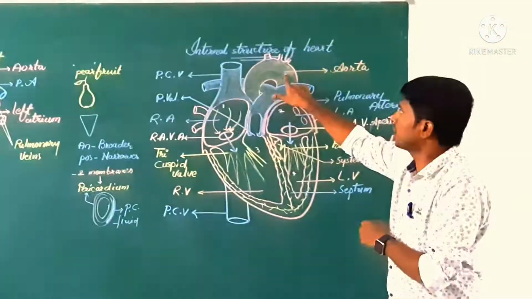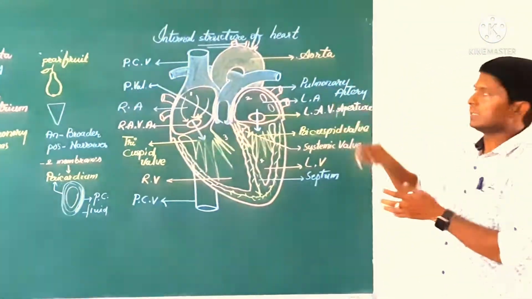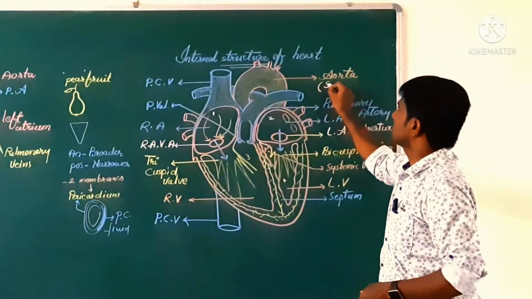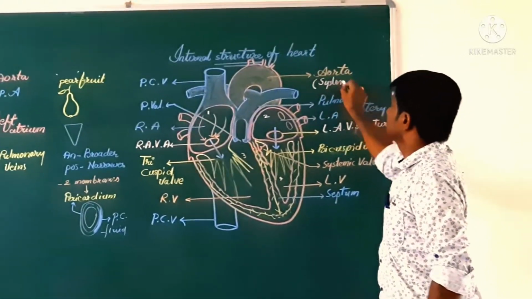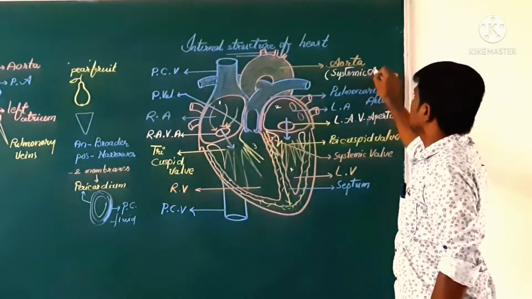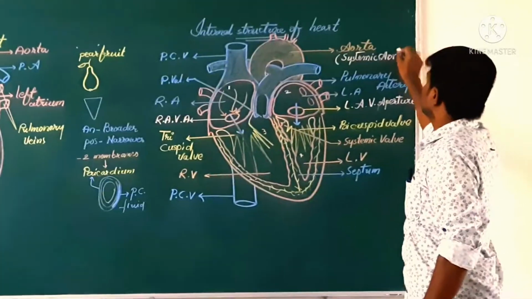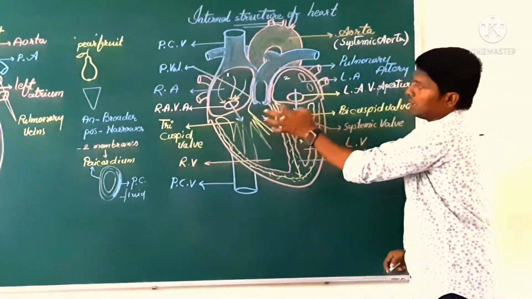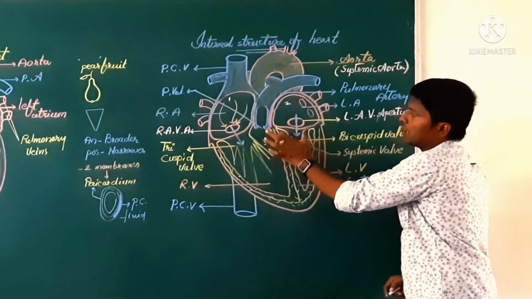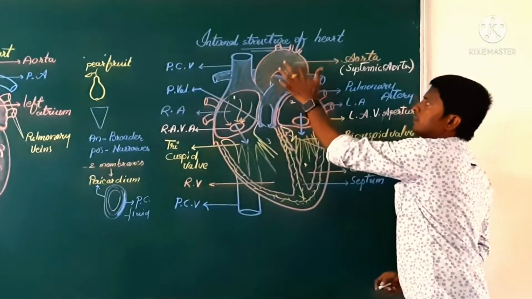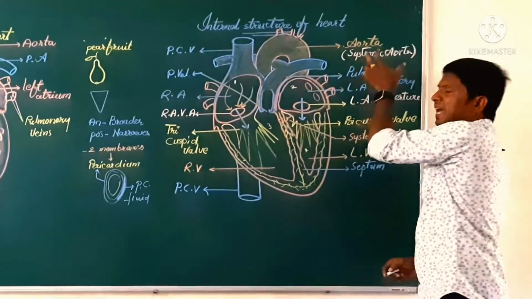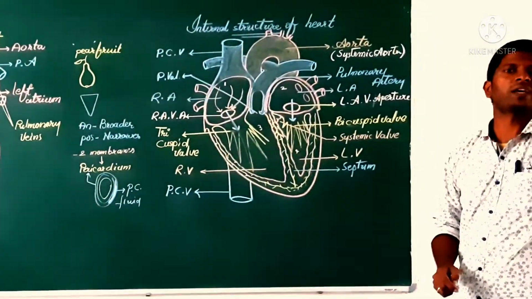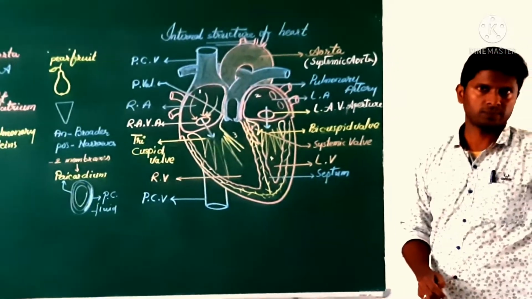Next, we will go to the blood vessels which are connected to our heart. The first one is the aorta. This one. This aorta is also called the systemic aorta. It arises from the left ventricle and it always carries oxygenated blood to all body parts.